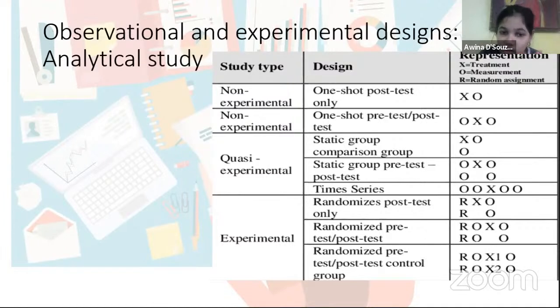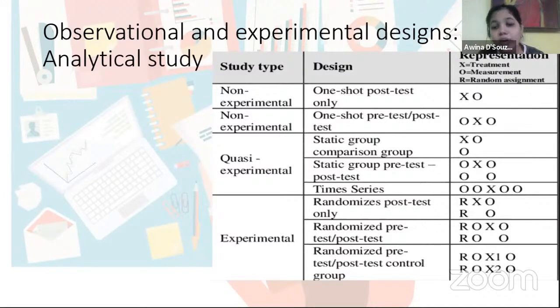Now we have quasi-experimental. In quasi-experimental, there's a static group comparison. You will give a treatment and measure, and then compare it along with another observation group. But when you go to static group pre and post, you will measure the pre, then give the treatment, then again the post, and you'll also measure the pre, and after a particular time, in parallel, you will measure the post of the control group too.